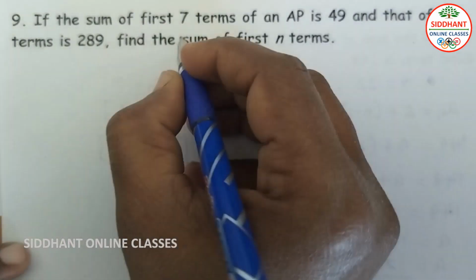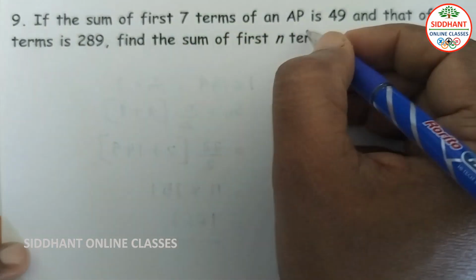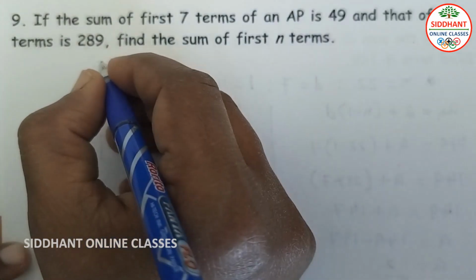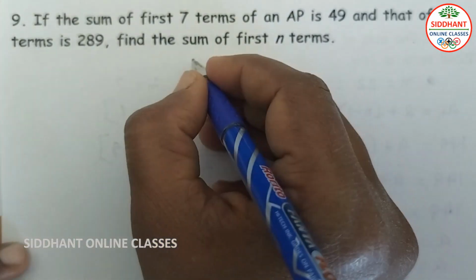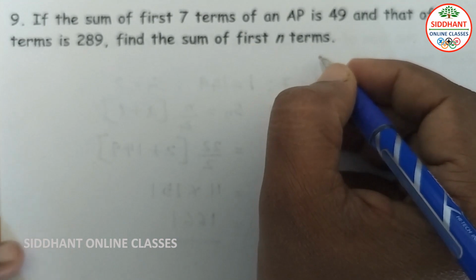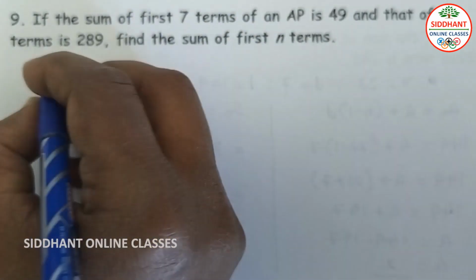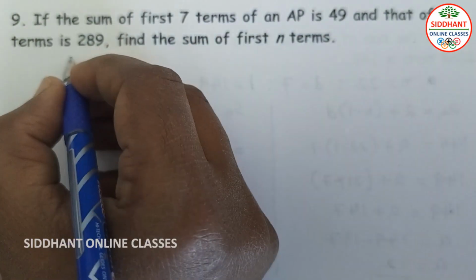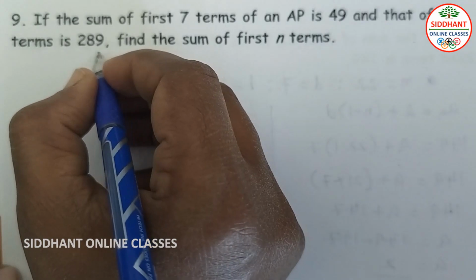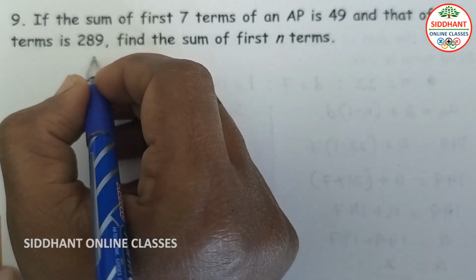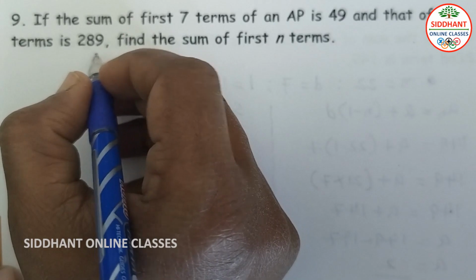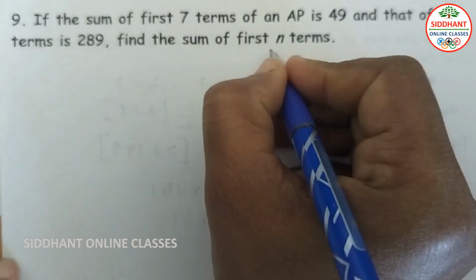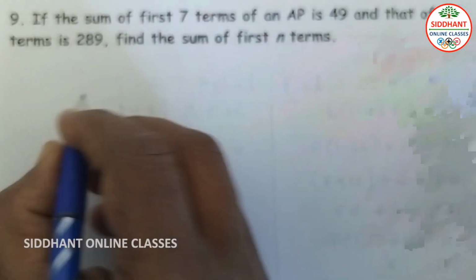Question number 9. If the sum of first 7 terms of an arithmetic progression is 49 and that of 17 terms is 289, find the sum of first n terms. So here data given, which is first 7 terms is 49 and first 17 terms is 289. So from these two data we are going to find out a value and d value. After that we are going to find out the sum of n terms here.